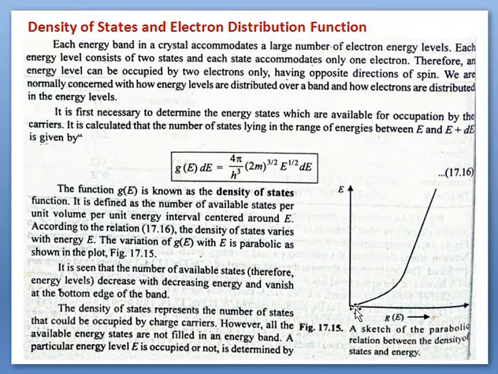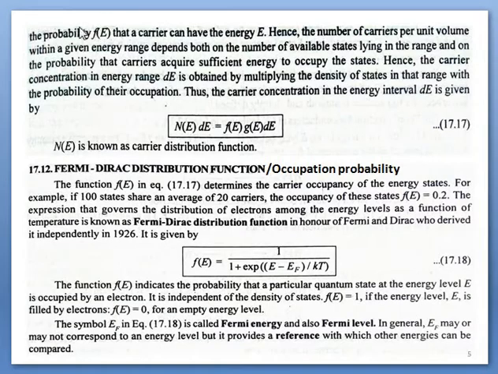So let's see if an empty state is filled by an electron, how that will be converted into the electron distribution function. If you have the probability Fe for an energy state of energy E to be filled by an electron, then by multiplying this with the density of states, we have the electron distribution function. It represents how electrons are distributed in energy states.